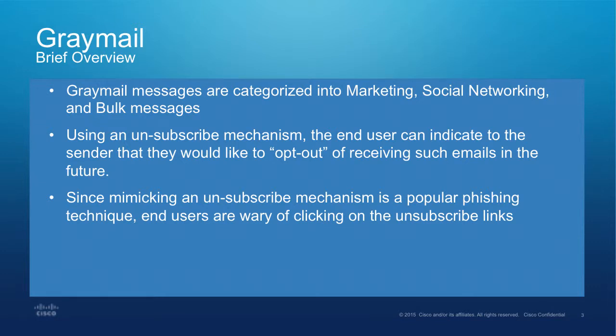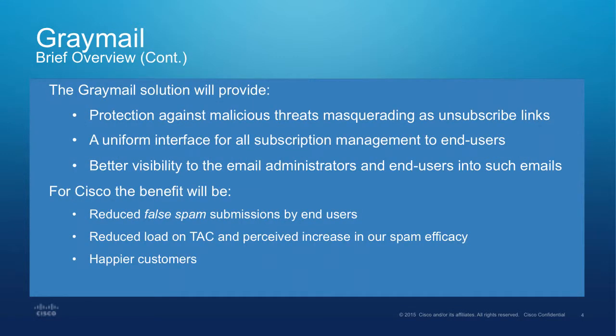So what Graymail technology is really doing for us is that we break out what we call marketing mail into three different categories. The first category is marketing, the second one is social networking, and the third one is bulk, and we'll get into these. The second part of this engine is the capability of doing a safe unsubscribe for the end users. So we'll actually insert a piece of email on the top of it to allow our end users to unsubscribe from this and not give access to the possible attacks that are known.